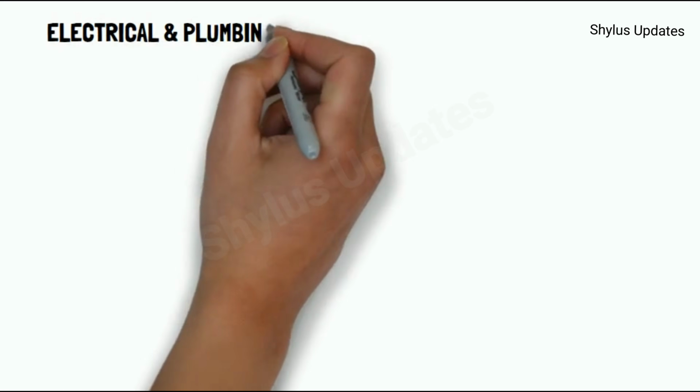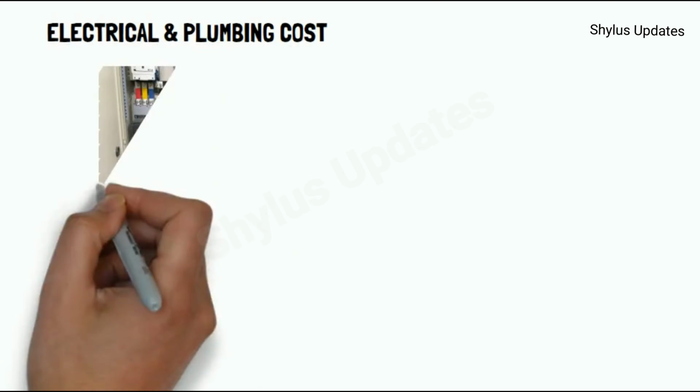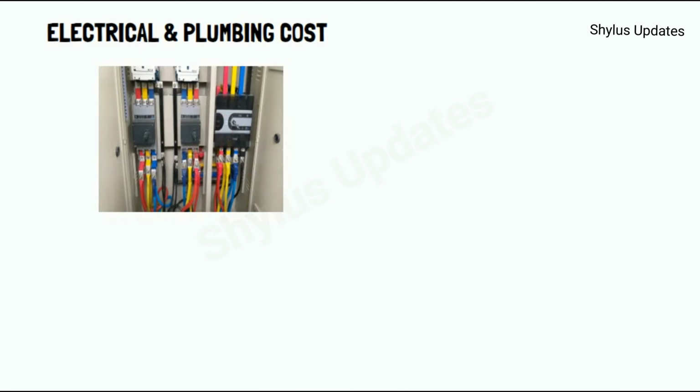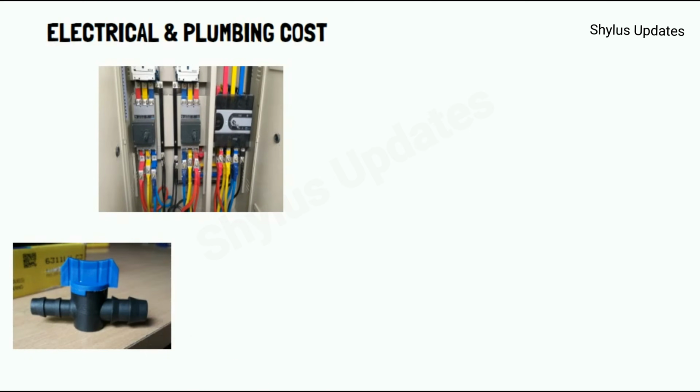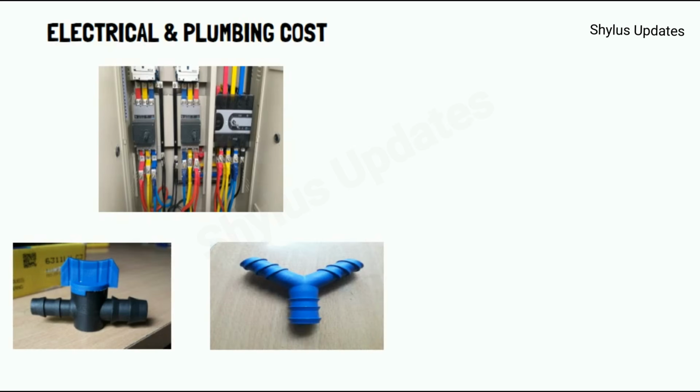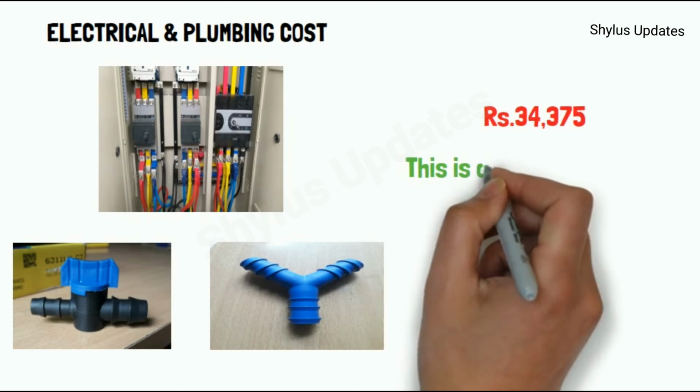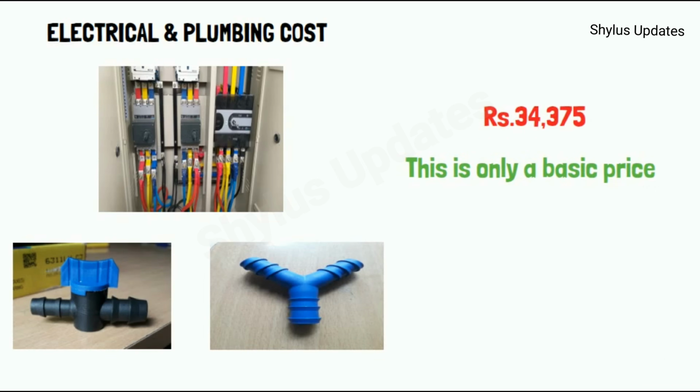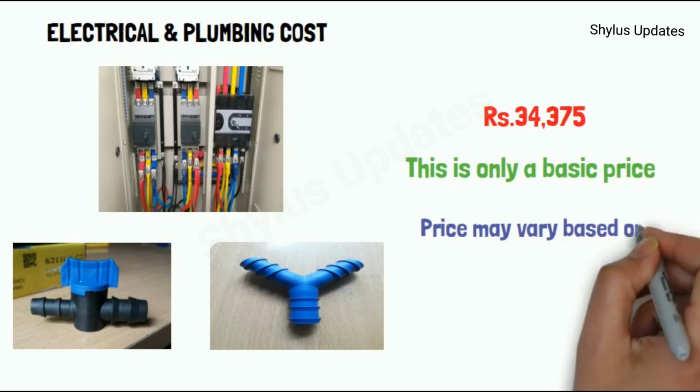Electrical and plumbing cost, rupees 34,375. This is only a basic price. Price may vary based on design and brand.